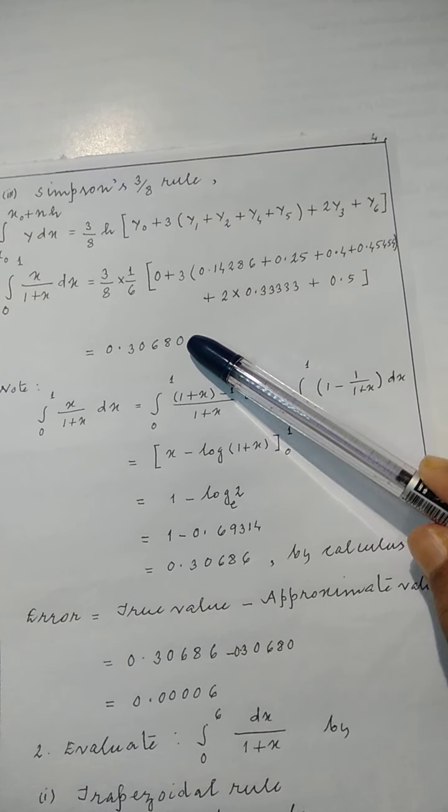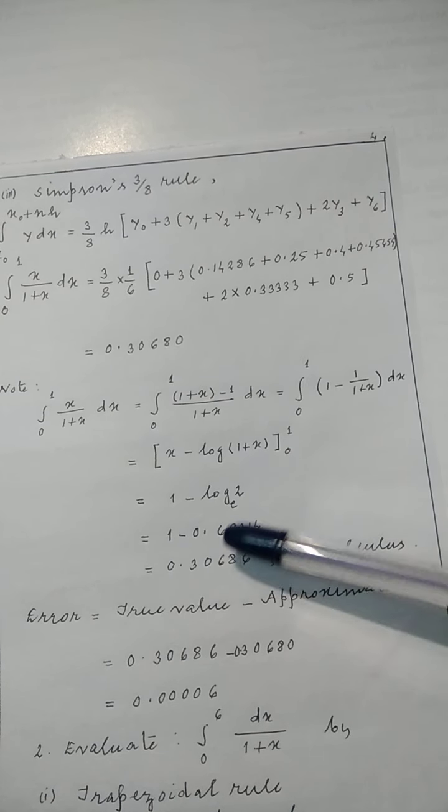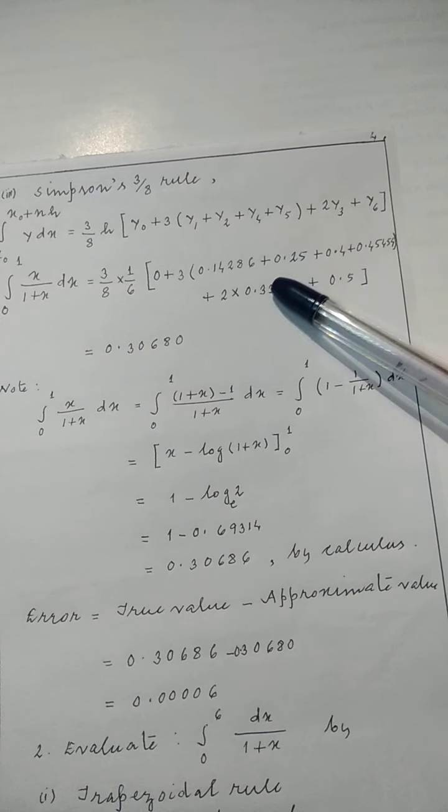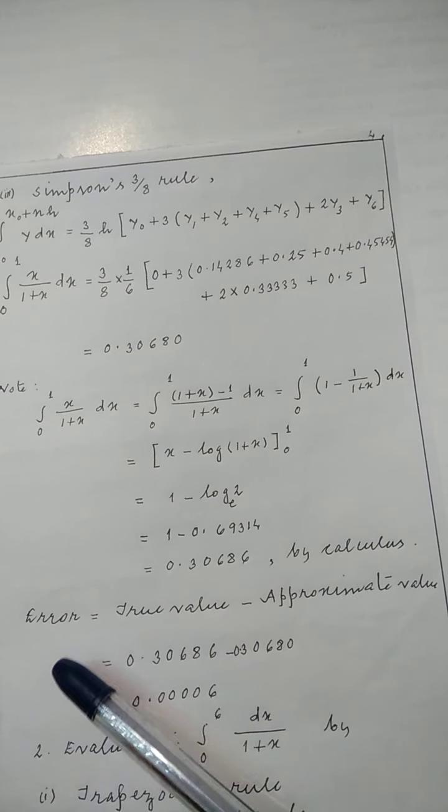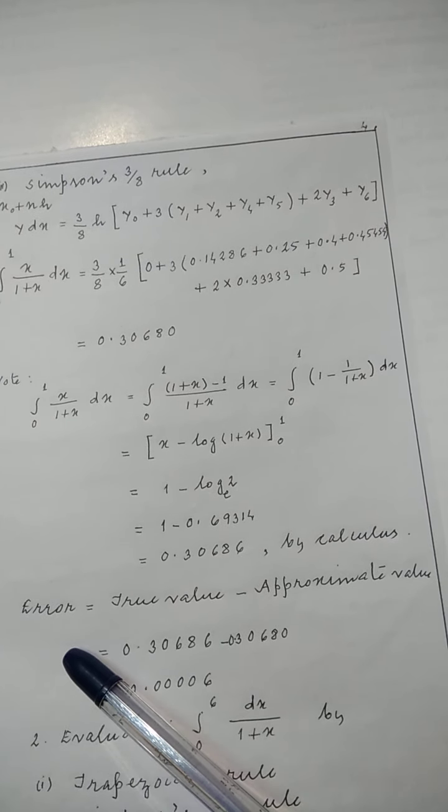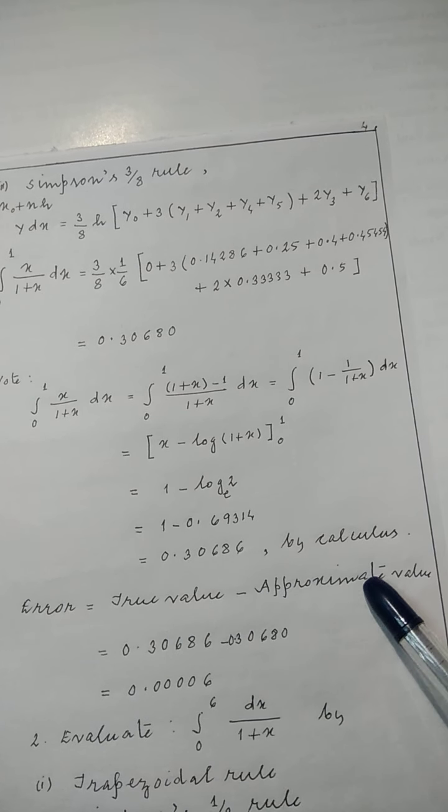So which value is closer to this value? The value obtained by Simpson's 3/8 rule. So we can find out the error. So how to find out the error? Error is given by the true value minus approximate value.